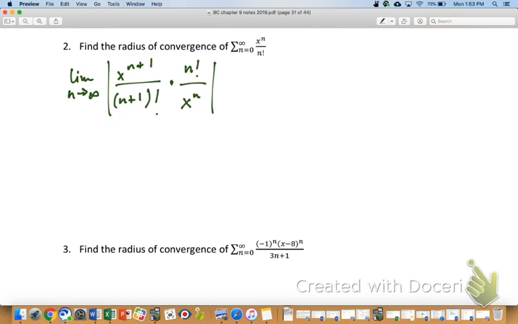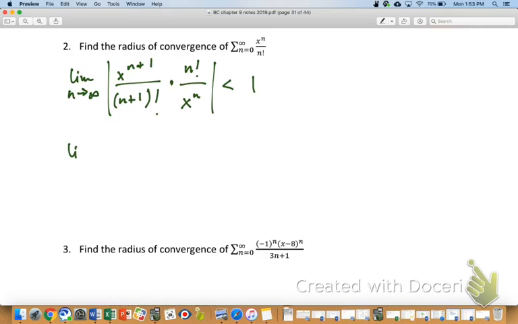And here's how we use the ratio test just a little bit different. We want to set this up for convergence, right? So this needs to compute to be what? Less than 1. So I'm just going to put that in here right away, because I'm not looking for the radius of divergence. I'm looking for the radius of convergence. So I'm going to set this up to be less than 1.